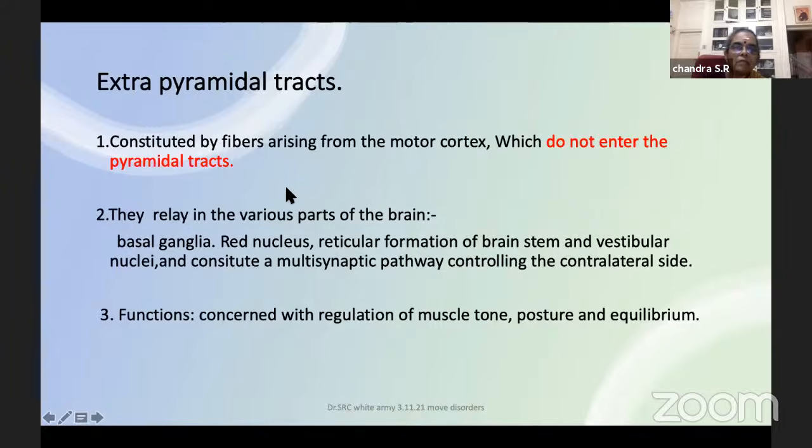They relay in various parts of the brain. Where do they relay? One is the basal ganglia. So basal ganglia, red nucleus, reticular formation of the brainstem, vestibular nucleus, and forms a multi-synaptic pathway, because as you know, nervous system cannot function independently.